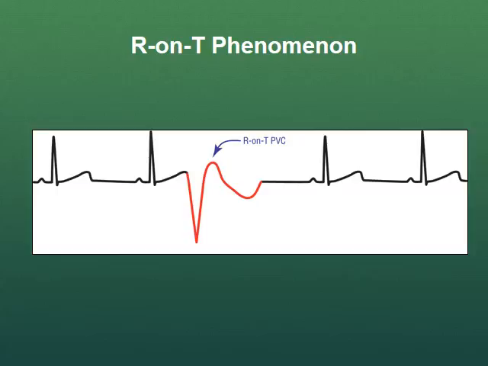All right, R-on-T phenomenon occurs whenever you have a PVC that is occurring on a T wave of the previous beat. R-on-T phenomenon is very dangerous. It can be dangerous due to the fact that it can incite sudden cardiac death. R-on-T is a mechanism in which, whenever it does occur, it can basically create a ventricular reentry rhythm and cause VTAC, or it can cause VFib as well.